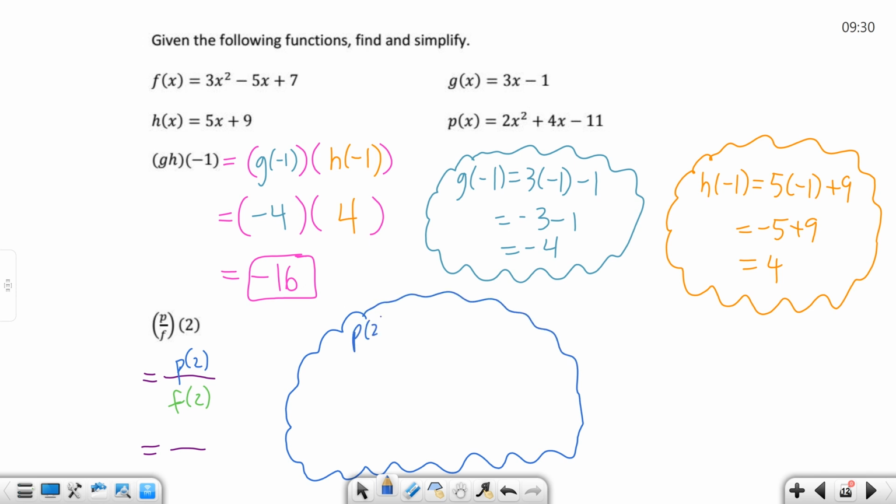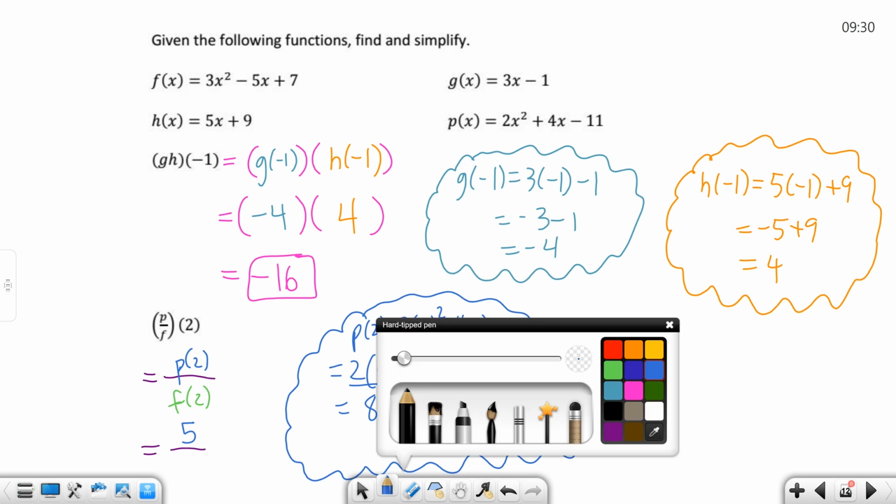So P of 2 equals 2 times 2 squared plus 4 times 2 minus 11. Plugging in 2 for X right there, right? So this is going to be 2 times 2 squared is 4, plus 8 minus 11. So this is going to be 2 times 4 is 8. And then if I put plus 8 minus 11, that's minus 3. And that gives me what? 5. So in the numerator, I get 5.